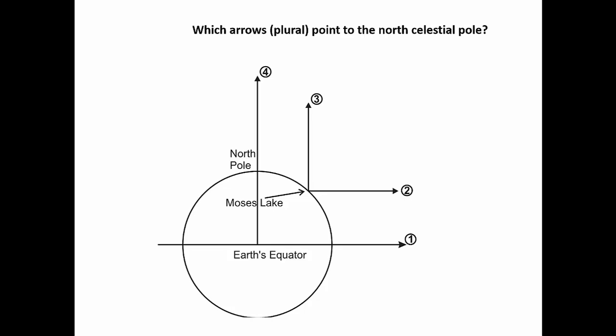Well, arrow 4 for sure points to the North Celestial Pole because it goes from the North Pole straight up for an observer there, but so does arrow 3. Okay, it's the direction from Moses Lake to the North Celestial Pole. It is not straight overhead. It's a ways down from straight overhead.